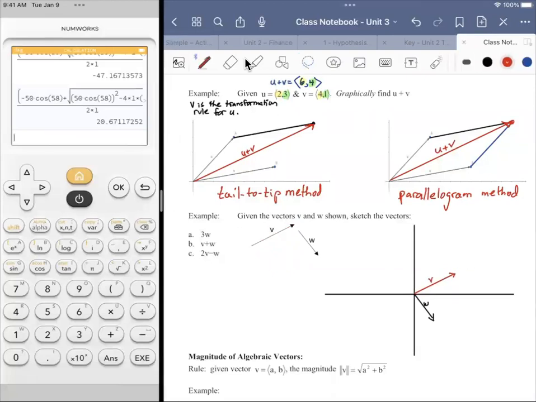So the first thing that they were asking me to do is find 3W. Everything about the position of W is going to get tripled. At any point along this line segment is going to get tripled. Now it's positive X, negative Y. If I multiply positive X, negative Y by 3, it's not going to change the sign. It's still going to be positive then negative.